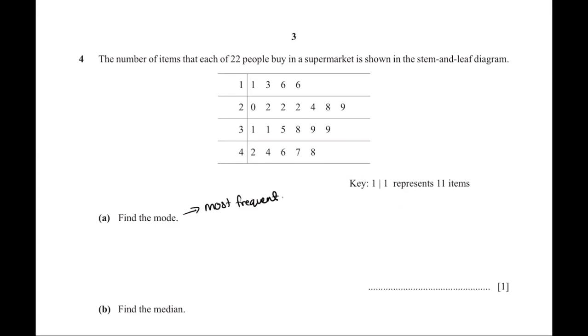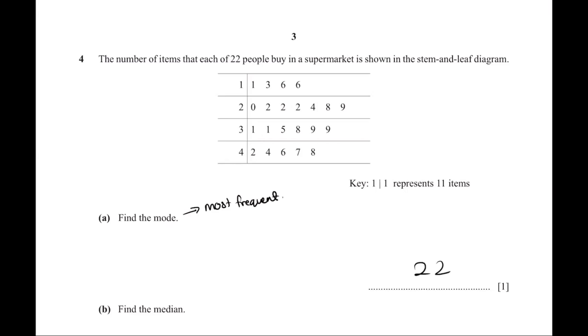So what it means is that this is actually 11. Then this is 13, 16, 16, 20, 22, 22, 22, 24, 28, 29, 31, 31, 35, 38, 39, 39, 42, 44, 46, 47, 48. So this is how a stem and leaf diagram works. You read the stem, then you read the leaf. So you cannot say the most frequent is 2. It's actually 22, because there are three 22s.